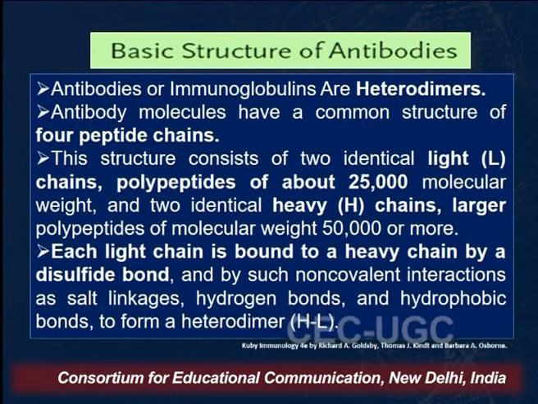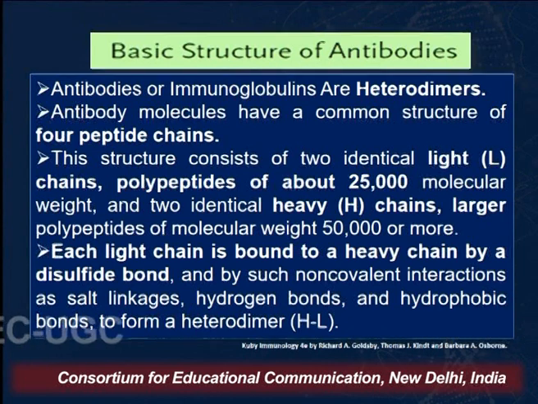Each light chain is bound to a heavy chain by a disulfide bond, and non-covalent interactions such as salt linkages, hydrogen bonds, and hydrophobic bonds form the heterodimer, or the HL molecule. So we see that there are 2 light chains and 2 heavy chains, each of which is attached to another with the help of a disulfide bond.